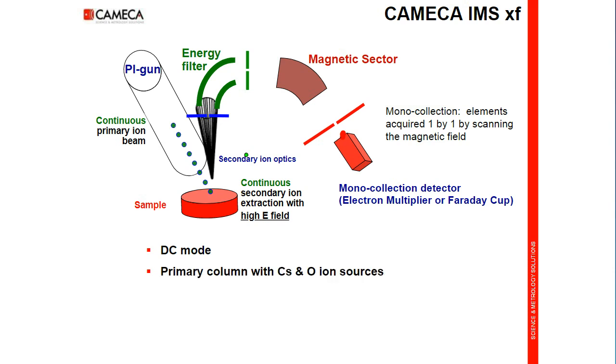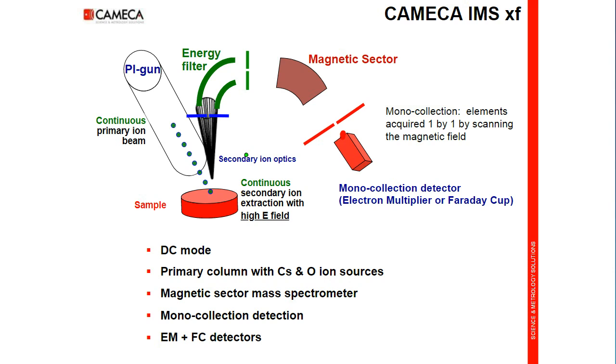Two primary ion sources are available, cesium for the analysis of electronegative species and oxygen for analyzing electropositive species. The secondary ions, which are characteristic of the composition of the analyzed area, are collected and then separated in a magnetic sector analyzer according to their mass. The Kamika double focusing mass spectrometer design is based on the coupling of the magnetic sector with an electrostatic sector for efficient mass separation. These instruments work in monocollection mode, secondary ions being acquired one by one by scanning the magnetic field. Two detectors are available, one electromultiplier for lower count rates and one Faraday cup for higher count rates.